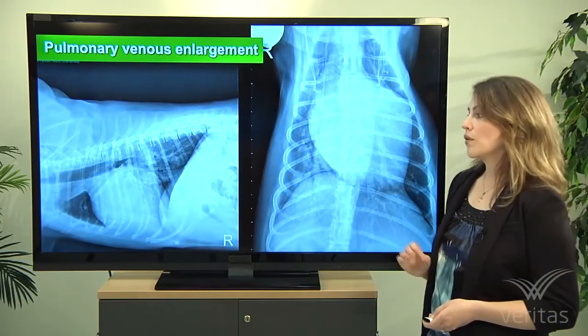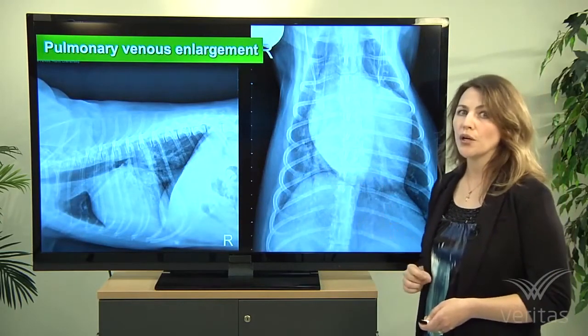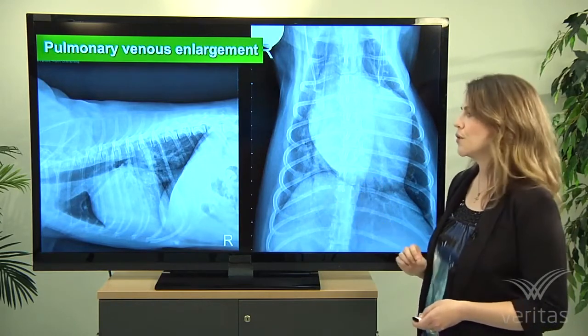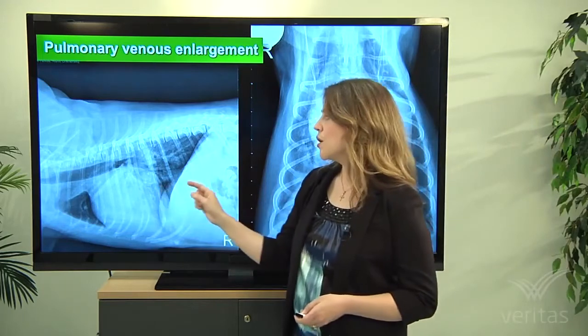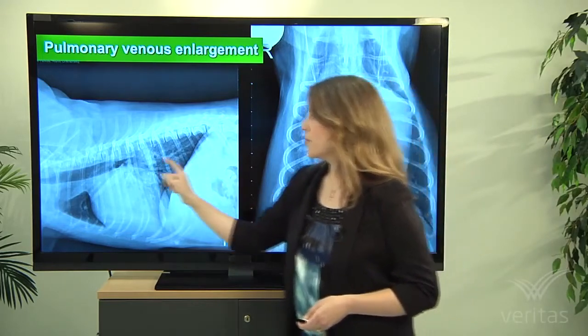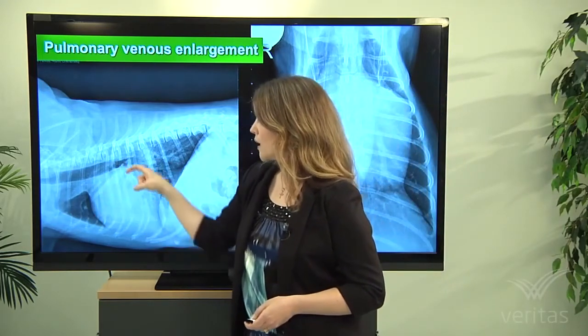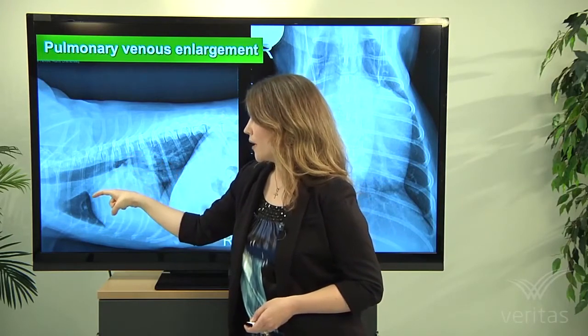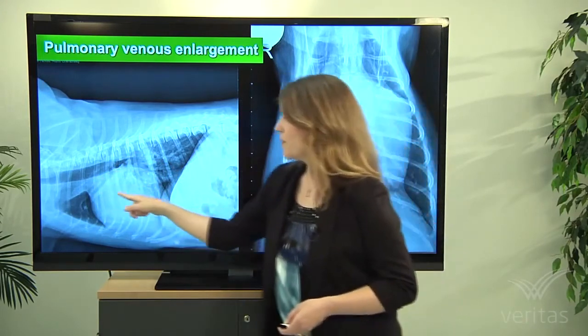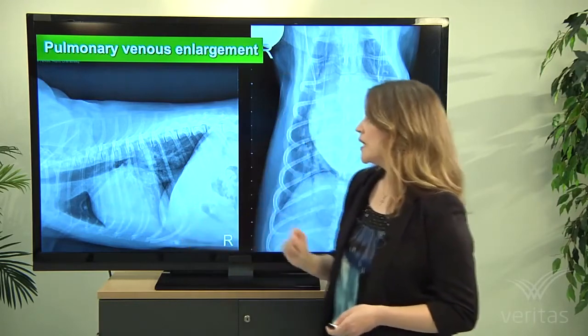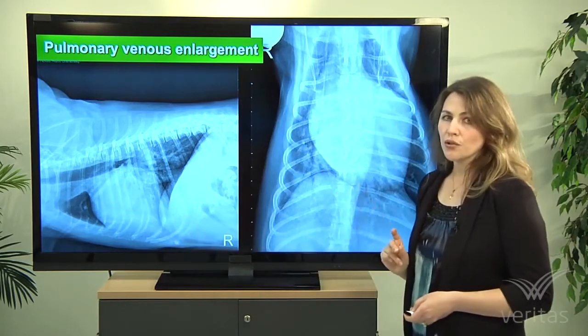So here's an example of being able to look at pulmonary veins on two different views, and I'm looking for pulmonary venous enlargement. On this lateral view, remember you can look at the vessels in the cranial aspect here, and what I look for is a dark airway with an artery above it and a vein below it. In this case, the vein is bigger than the artery. And then there's two other places that you can look for veins.